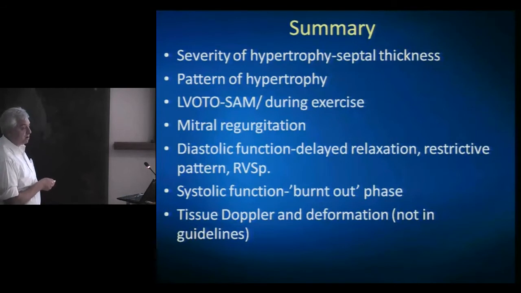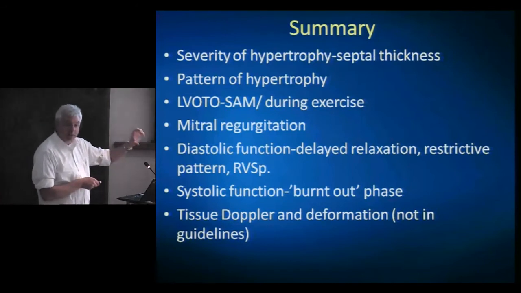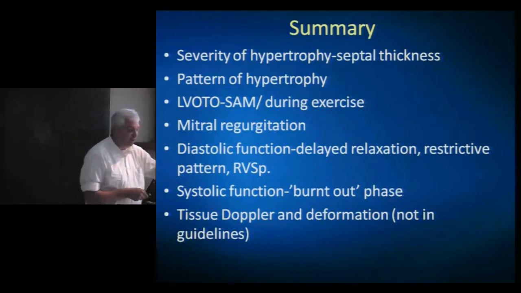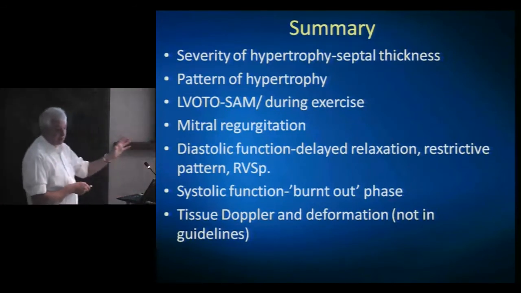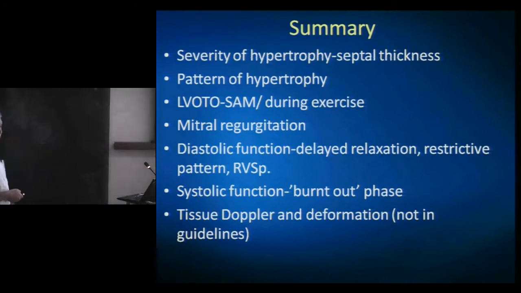In hypertrophic cardiomyopathy, it doesn't happen in terms of percentages in many patients, perhaps less than 5%. But when you have frank systolic dysfunction, that's a bad sign. That's what we call a burnt out phase of hypertrophic cardiomyopathy. And I think tissue Doppler and deformation imaging have given us additional insights and are very useful. They're not in those multimodality guidelines at present.